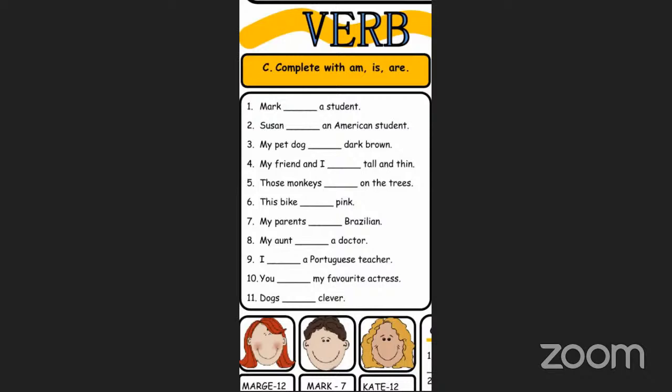Mark blank a student. Suzanne blank an American student. My pet dog blank dark brown. Number 4, my friend and I blank tall and thin. Number 5, these monkeys blank on the trees. Number 6, this bike blank pink.